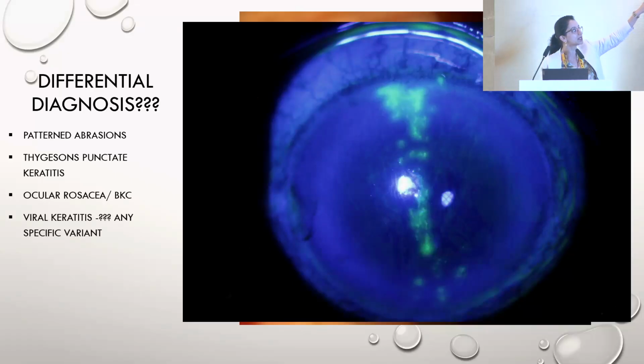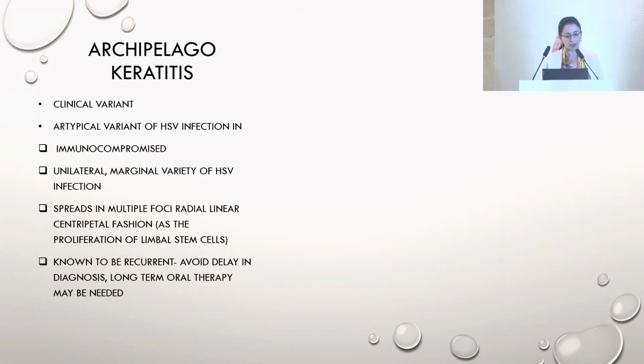So what happens is, in immunocompromised patients, commonly diabetic CKD patients, this variant of viral keratitis, I'll just reveal the name. There is infection of the HSV element or the viral element at the limbus, and as the cells grow, the virus grows and comes towards the center. This is called archipelago keratitis. It is a clinical variant. It is an atypical variant of HSV infection in immunocompromised patients. Mostly you'll see those diabetic CKD patients, this is very commonly seen.